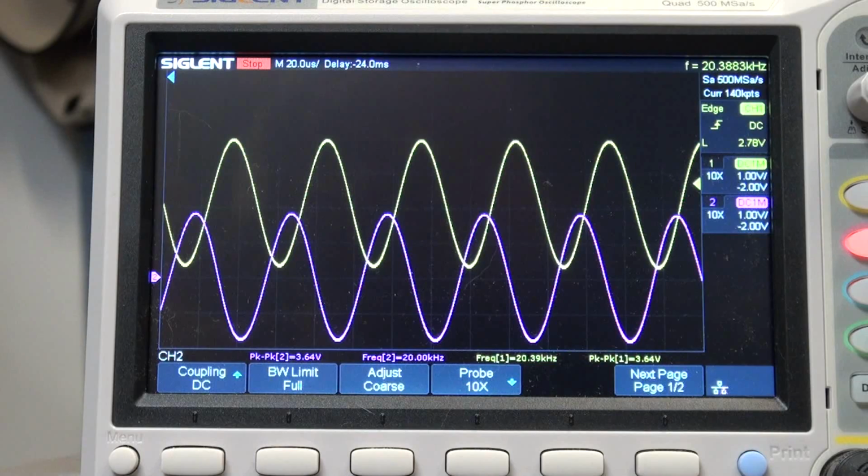They look very much like sine waves, very much. So let's have a look at the Fourier spectrum for comparison. Fourier spectrum of the Siglent function generator.